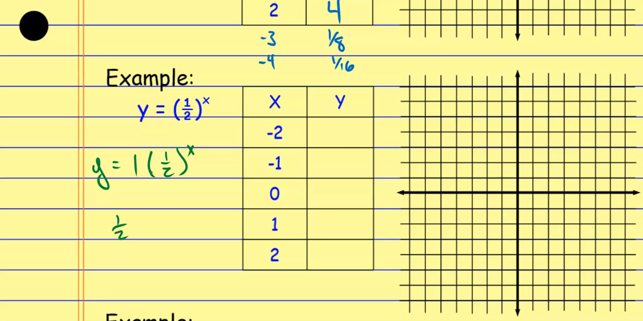If I have 1/2 raised to the negative second power, well, remember the negative exponent flips the thing, so it becomes 2 over 1 to the second power. So just 2 to the second power is a 4. Negative 1, if I do 1/2 to the negative first power, again, I flip it and raise it to the first power. So that's a 2. 1/2 to the 0 power is a 1. 1/2 to the first power is a 1/2. 1/2 to the second power, remember I do numerator and denominator separately, is a 1/4, okay? 1 to the second power is 1, 2 to the second power is 4, so it's 1 over 4, all right?